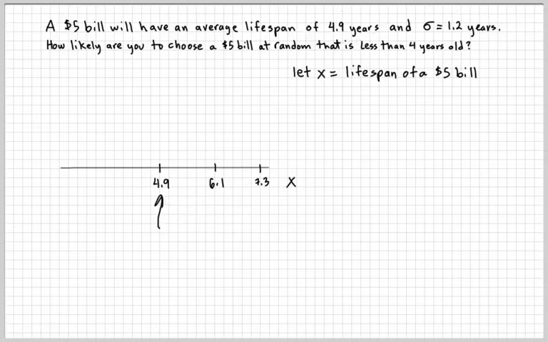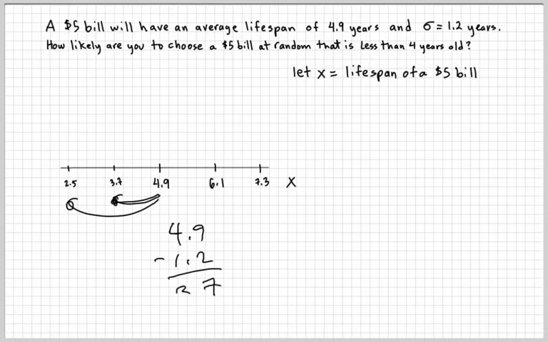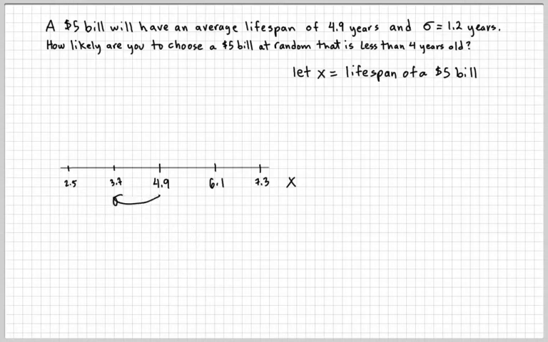And you can also do it the other way. You have 1 standard deviation below the mean, 2 standard deviations. How do I get 1 standard deviation below the mean? 4.9 subtract 1.2. That gives you what? 3.7. Okay. The great thing about the standard deviation is that it gives you a story of how the data is spread out.